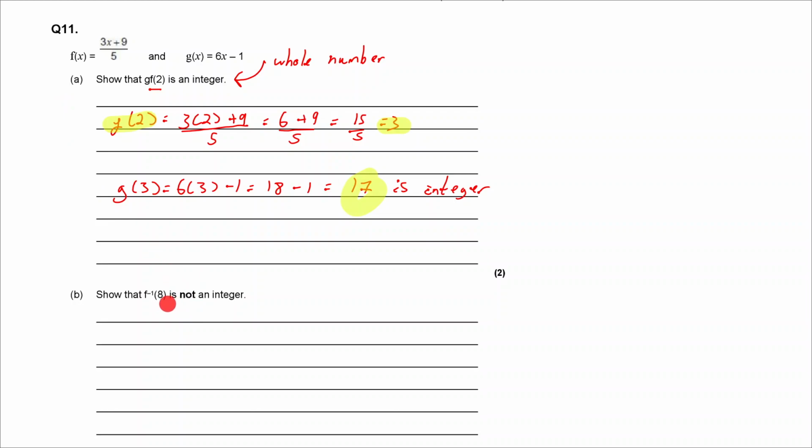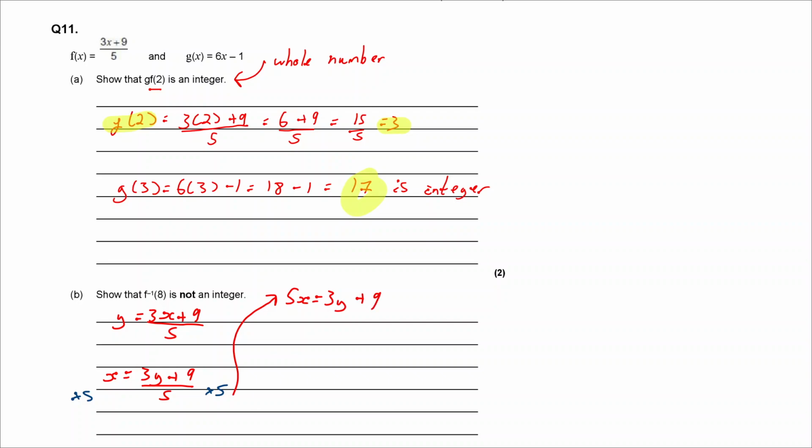Okay, so our process for the inverse, again, we're going to replace the f of x with y. So y is equal to 3x plus 9 divided by 5. We're going to switch over the x and the y. So x is equal to 3y plus 9 divided by 5. We're going to times both sides through by 5, so I've got a single fraction. That's going to give us 5x is equal to 3y plus 9.